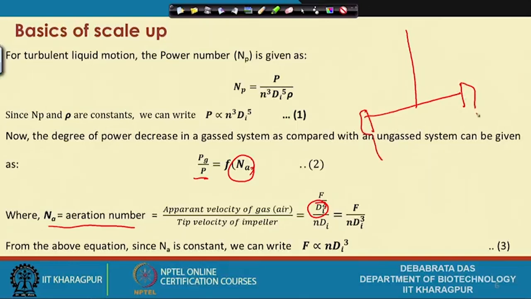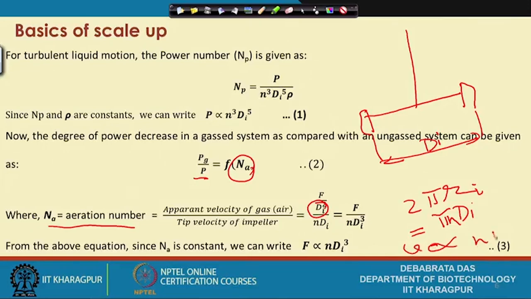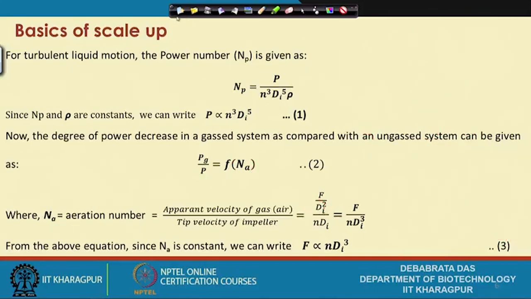It is like this. Suppose this is Di, am I right? What is the perimeter? Twice pi r, which equals pi into Di. Now, suppose N number of rotations per minute is there, so you multiply it by N. So we can write that the tip velocity of the impeller is proportional to N into Di, because pi is constant. Now, if you solve this equation, we find that the aeration rate is proportional to N Di cubed.